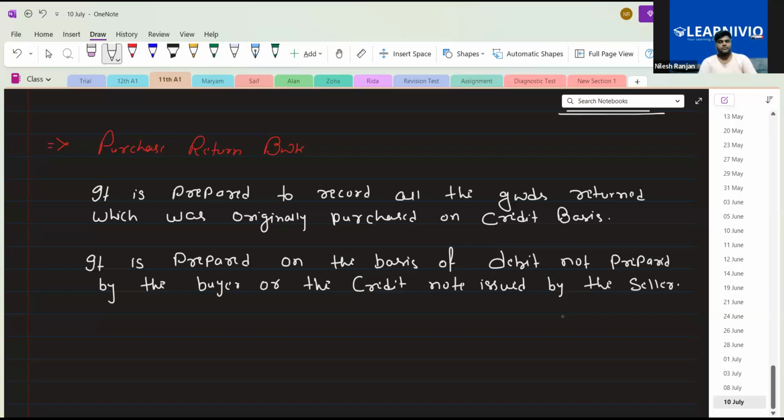Special purpose book 2, right? Yes, special purpose book 2. Purchase return book. Yeah, I found it. Okay. Purchase return. Now, the format is the same, but there is one item, debit note, that is given here.